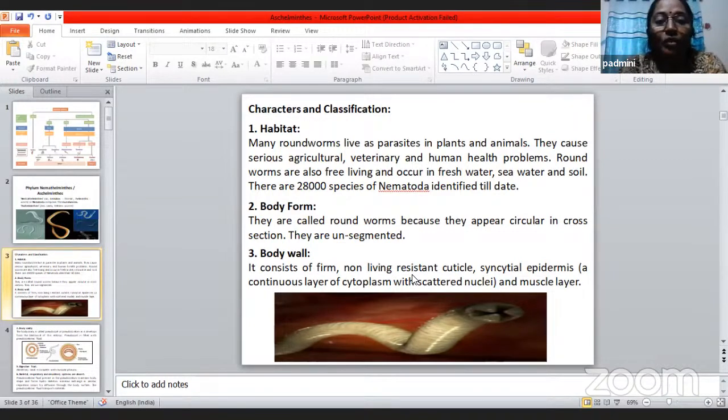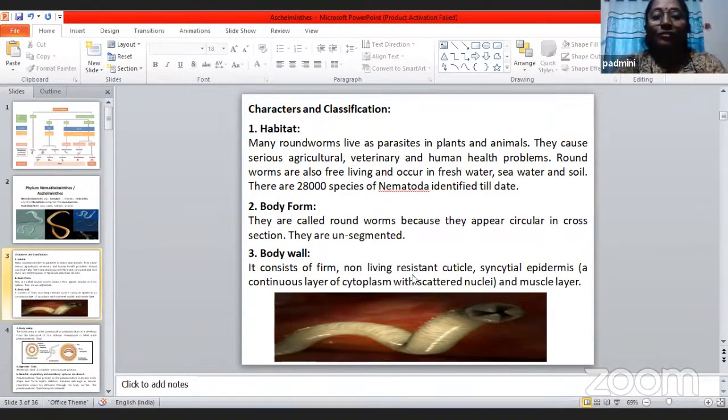The roundworms are also free living, occurring in freshwater, seawater, and in the soil. If it is in the water, due to contamination, humans and even animals are affected. And if it is in the soil also, because children always love to play in the soil and easily take the mud and put it in their mouth, children are also affected by this roundworm. So you have to be careful with them.